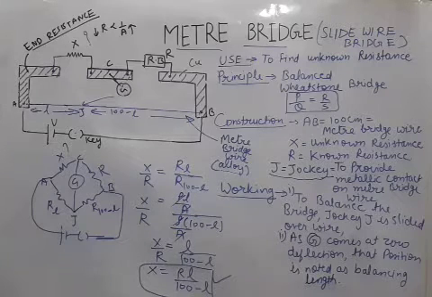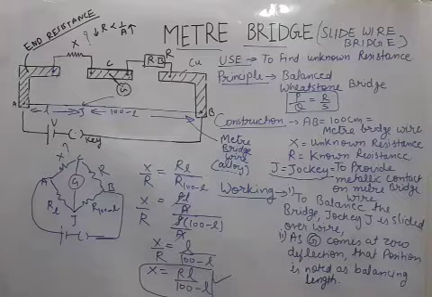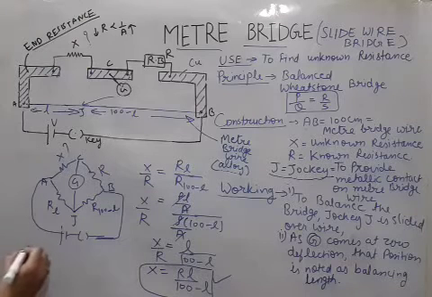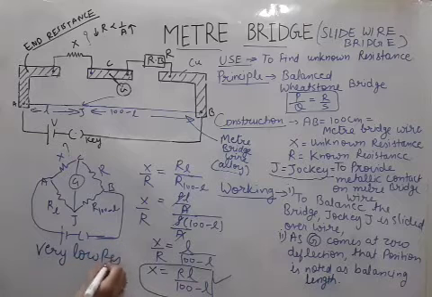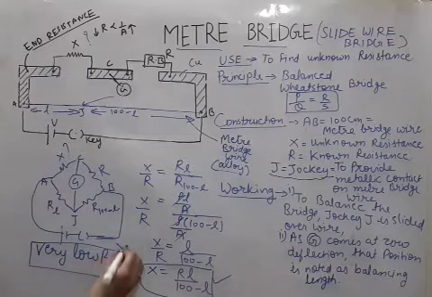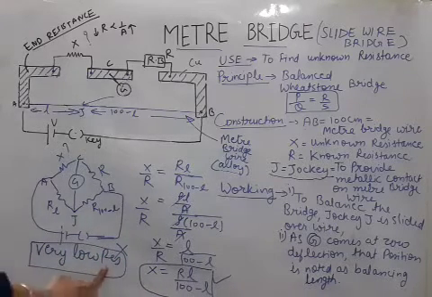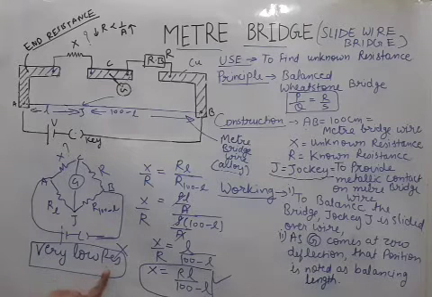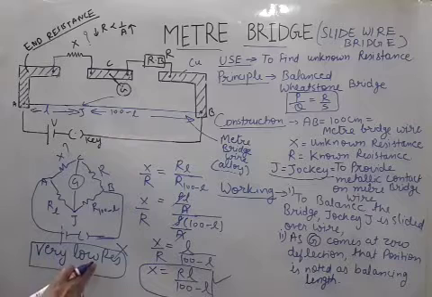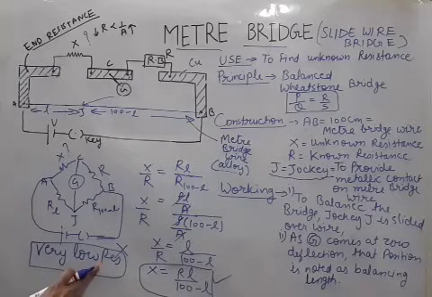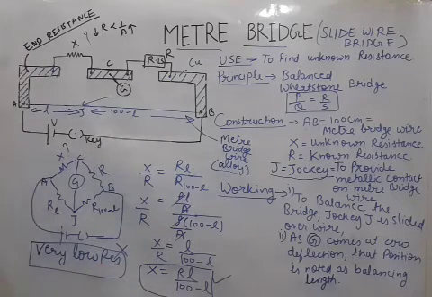Other than that, there is one limitation of the meter bridge. We cannot find very low resistance. This is the limitation. We cannot find very low resistance using the meter bridge. Now I'll give you the hint and you'll find out the answer. Its answer is connected to end resistance only. Try to find out the answer, and even if you're not getting it, you can ask me.